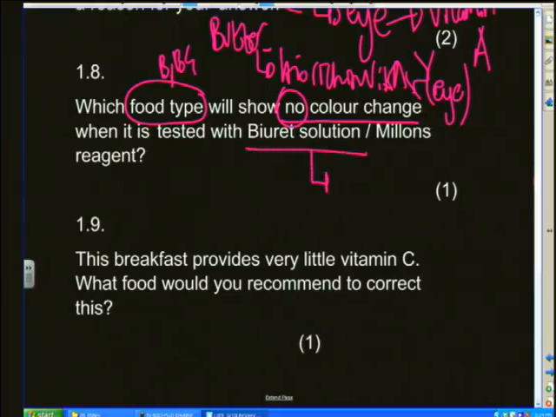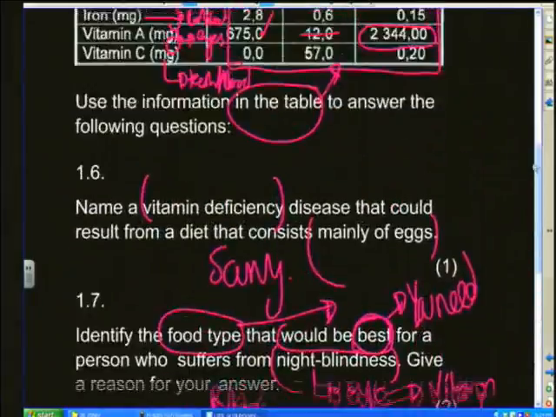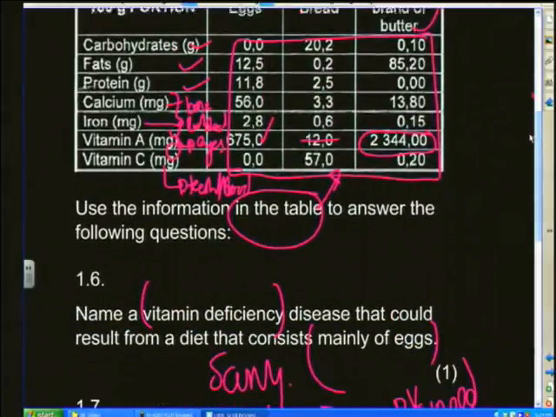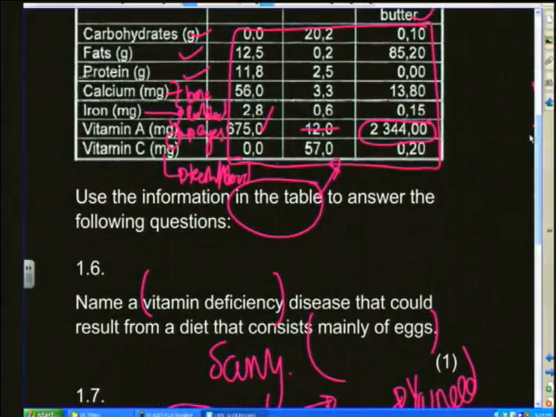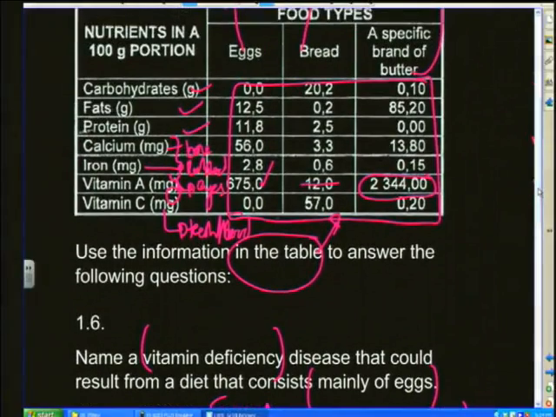So in other words, biuret, what do we use there? Protein. My biuret was my protein test. So which of the food has no proteins in? None whatsoever. Right, let's have a look. There's protein. Okay, so if I test my eggs, it has protein.